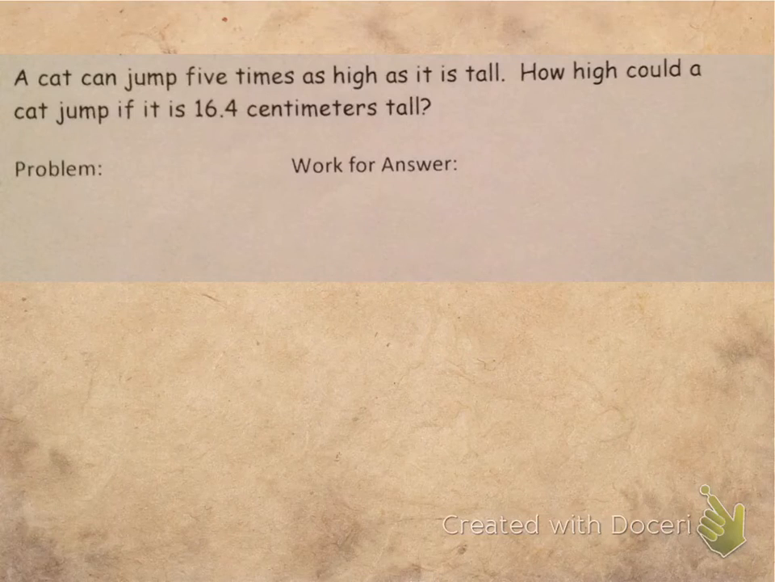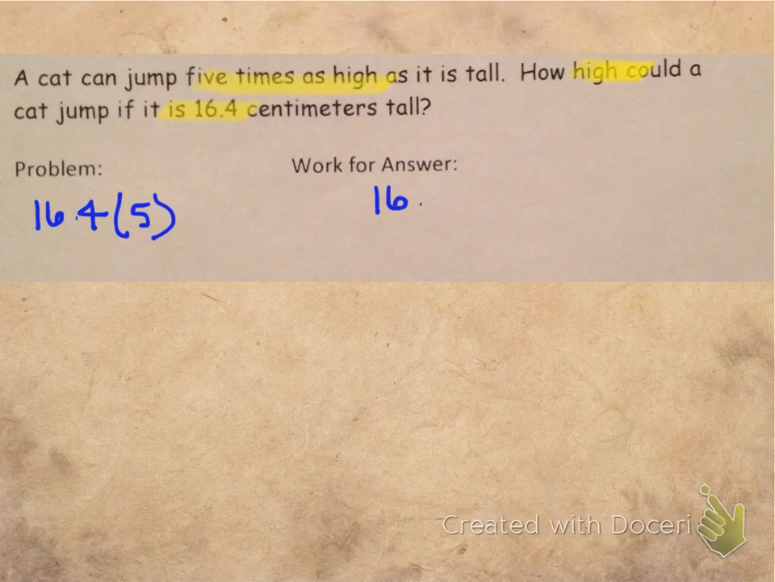Moving along, I've lost count, but this problem has a cat can jump 5 times as high as it is tall. How high could a cat jump if it is 16 4/10 centimeters tall? So our problem is 5 times that length. Well, that length is 16 4/10. So we're going to multiply that times 5. So that means the number with the most digits goes on top. That should be a 4. Multiplied by a 5. I have 1 number to the right of the digit.